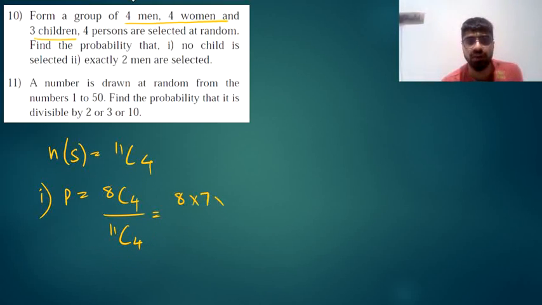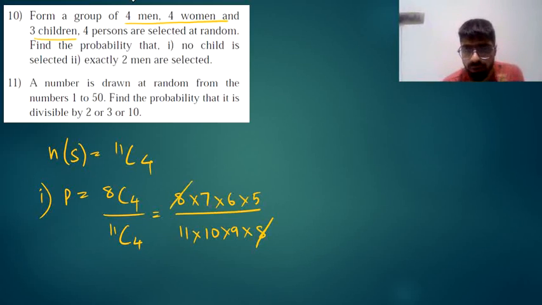8C4 will be 8 into 7 into 6 into 5 upon 4, 3, 2, 1, but that 4, 3, 2, 1 will get cancelled with the denominator of this term. So in the denominator now we will be having 11, 10, 9 and 8. So we have 8 getting cancelled. Then we have 3 2s are 6, 3 3s are 9. Then we have 2 into 5 giving you a 10. And the final answer there becomes 7 upon 33 for the first part.